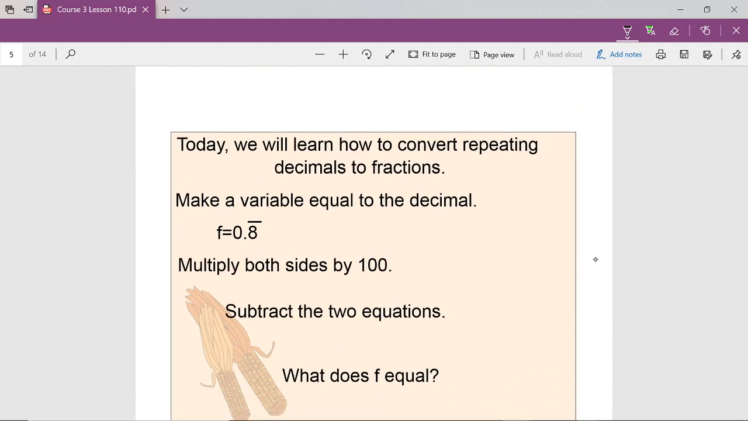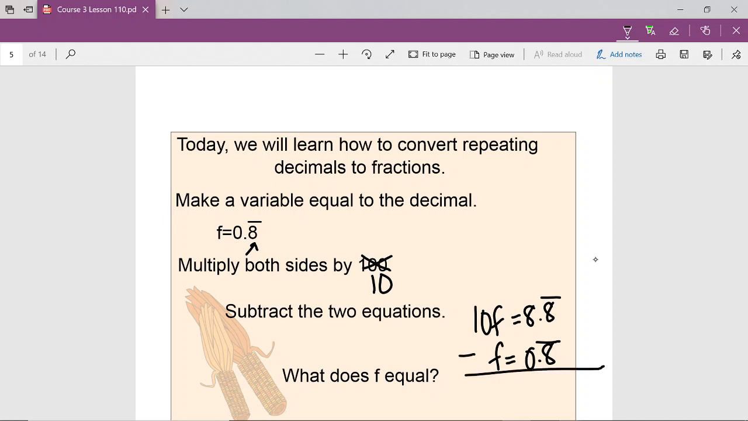Okay, how about one that we're a little bit more familiar with, but it only has one number that's being repeated? Well, I'm going to do it the same way, and if you know what this is going to come out to be, you can check to make sure that this method works. But I'm still going to have f equals 0.8 repeating. And then instead of multiplying both sides by 100, I only have one number repeating, so I'm only going to multiply by 10. And I get 10f equals, move that decimal back once, 8.8 repeating.